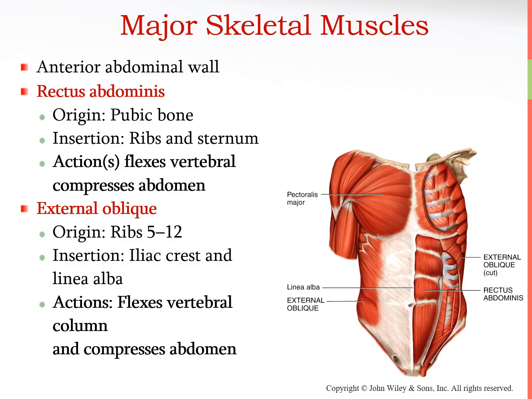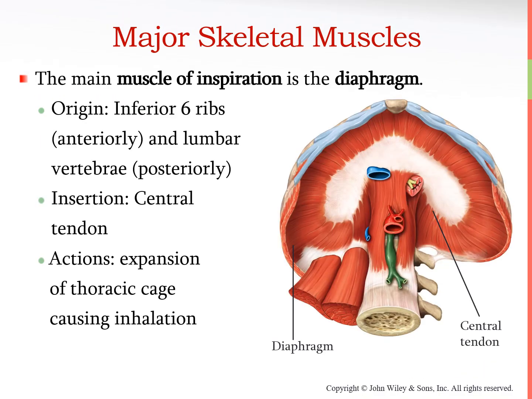The external obliques make up some of the anterior and mainly the lateral parts of the abdominal wall, origins in the ribs, and insertions in the iliac crest of the hips, as well as the linea alba. And that's that band of tissue that runs right down the center between the rectus abdominis muscles. The action is to flex, again, the vertebral column, similar to the rectus abdominis muscle, and also compress the abdomen. So these muscles essentially perform the same functions. Here is a diaphragm from the inferior view, so you're looking up at it.